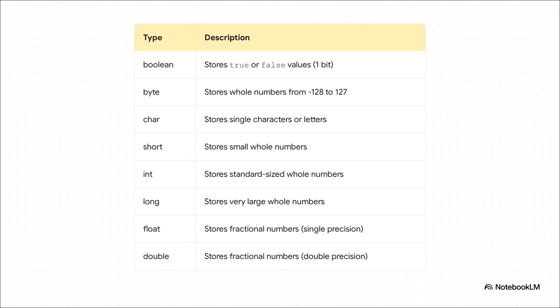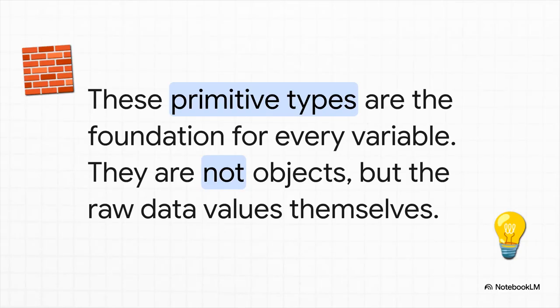You've got Boolean for true or false, char for single characters, and then a whole family of types for numbers, right? Different sizes for whole numbers, byte, short, int, long, and 2 for numbers with decimal points, float, and double. Go ahead and commit these to memory. Now, here's a key distinction that you've got to remember.